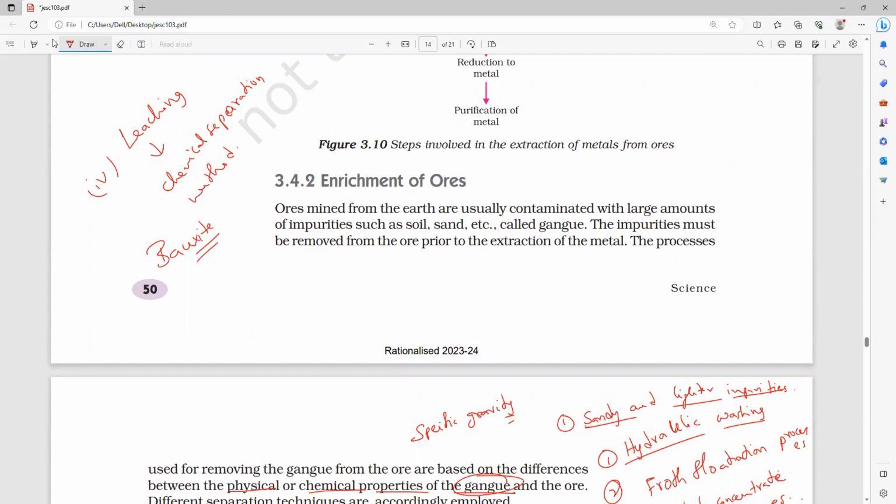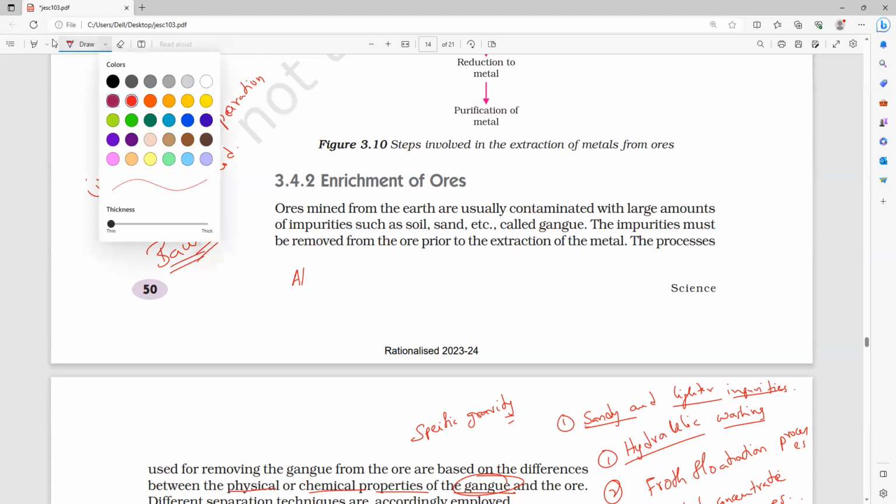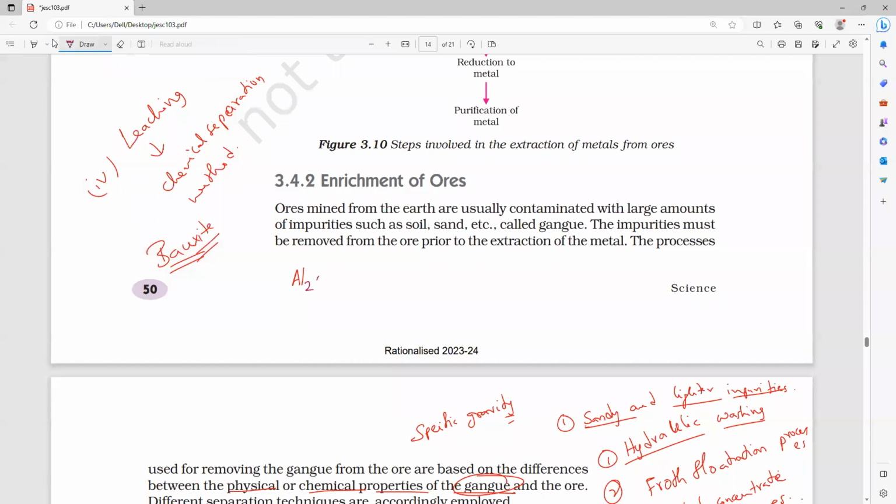So what we will do, let us study. Bauxite ore is reacted with concentrated NaOH solution. Tell me the reaction. Everybody open your notebook, you have already written it. Bauxite ore formula, Al2O3, reacting with sodium hydroxide. I am also mentioning the temperature: concentrated NaOH solution at 150 degrees Celsius.